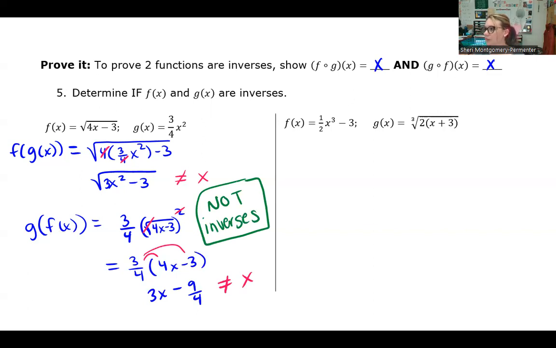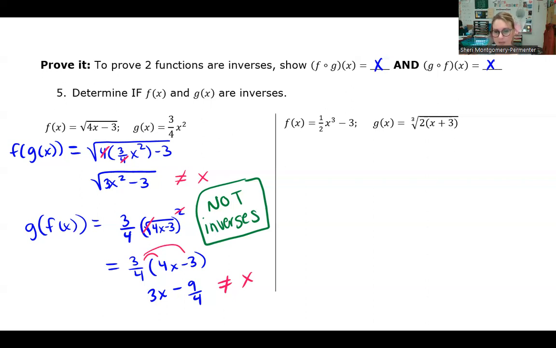So if I ask you to prove that they're not inverses, this is what I'm asking you to do. Show me that they don't equal x. For the second one, I can double check operations. I've got something to the 3rd power and I'm cube rooting. I'm subtracting 3, I'm adding 3. I'm dividing by 2, I'm multiplying by 2. Pretty good chance that these are going to be inverses. So let's prove it. Let's prove that they're inverses.